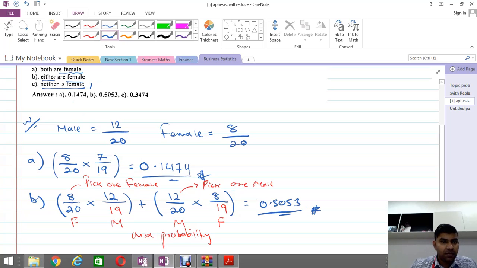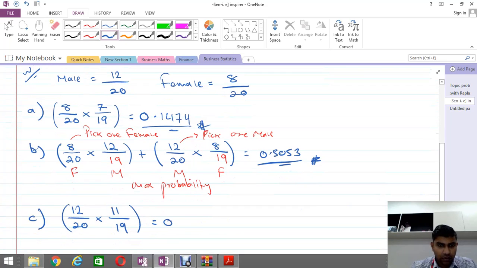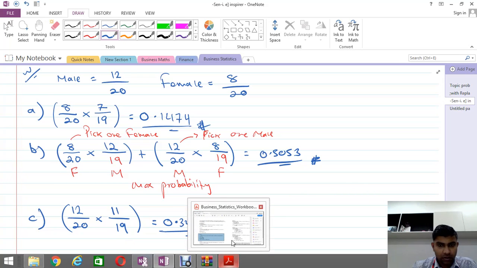Neither is female, that means both are male. So both are male, we're going to do the same thing here. That means 12 over 20 times 11 over 19. So that will give you the answer of 0.3474, because we already picked the male and then the male reduced by 1 and in total also reduced by 1. This is how you do without replacement.